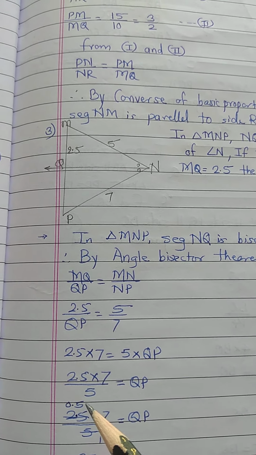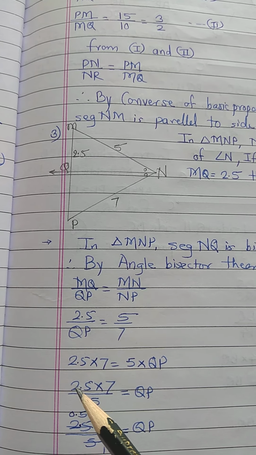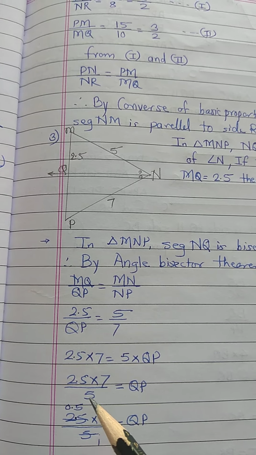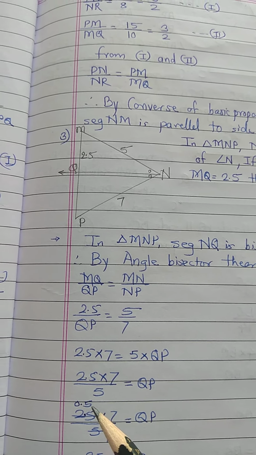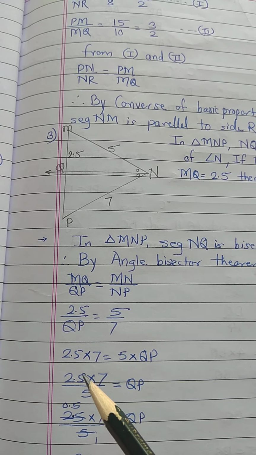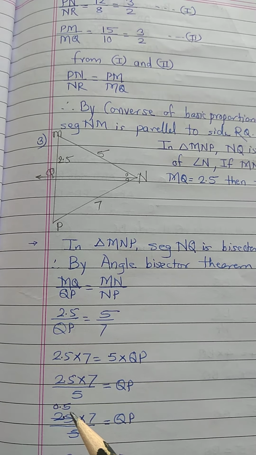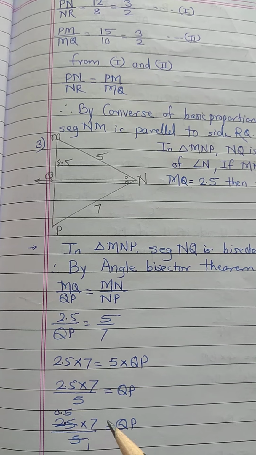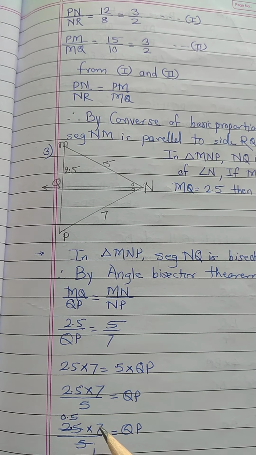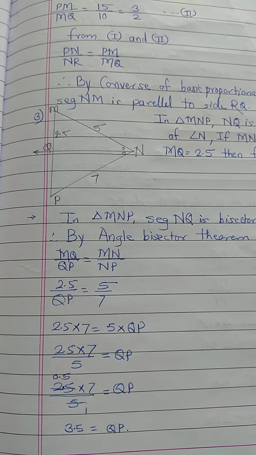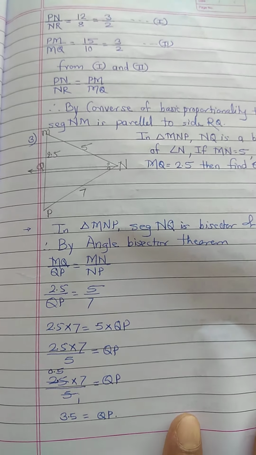then into 5 will become upon 5. 5 zeros are 0, then 2 will become 25, we will place a point here, 5 5s are 25. Once again 5 zeros are 0, we place a decimal sign here, it will become 25, 5 5s are 25. Now 5 7s are 35, that is 3.5. So the value of QP is 3.5.